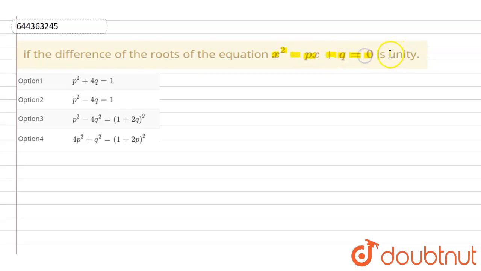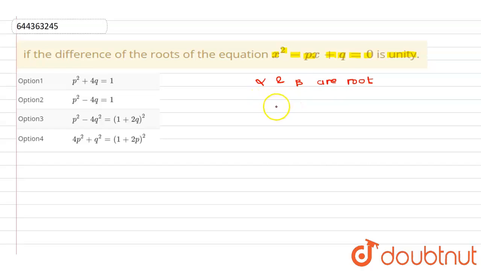If the difference of the roots of the equation x square minus px plus q is equal to 0 is unity, then we have to determine which of the following is true. Now, let us consider that alpha and beta are roots of this equation.